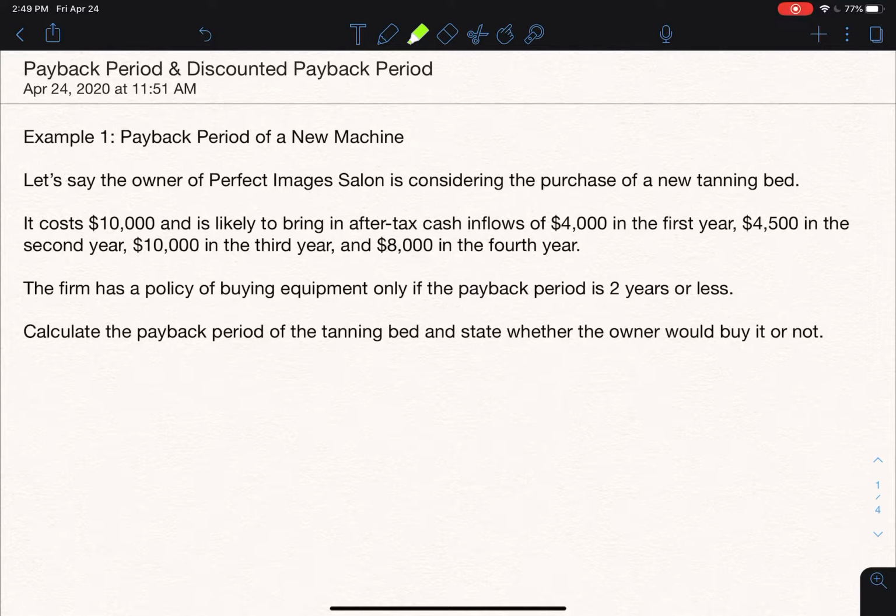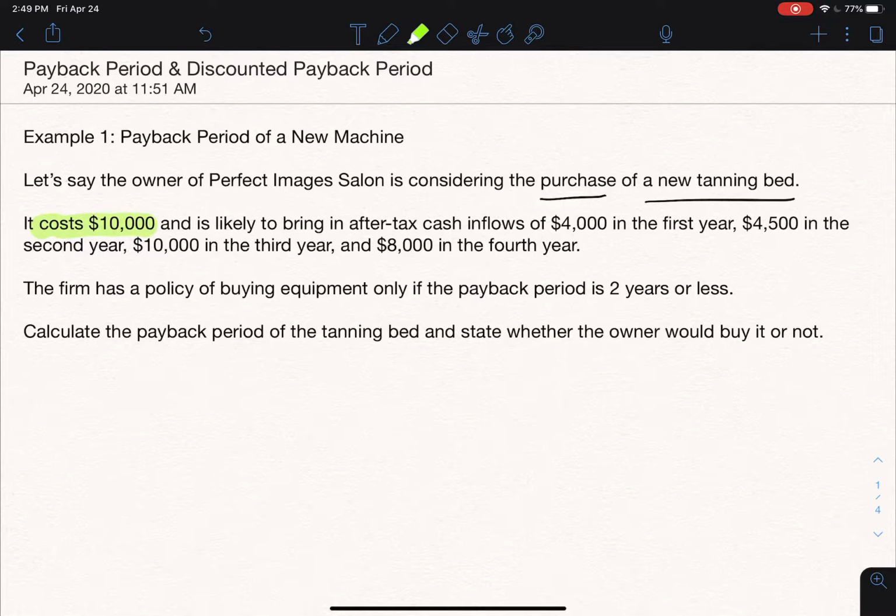So let's say the owner of Perfect Images Salon is considering the purchase of a new tanning bed. So that's their project, right? Their project is, I'm thinking about purchasing a new asset for my business. Okay, so the business owner knows that it's going to cost $10,000 to purchase this tanning bed. So we need to know that. It's going to cost us $10,000.